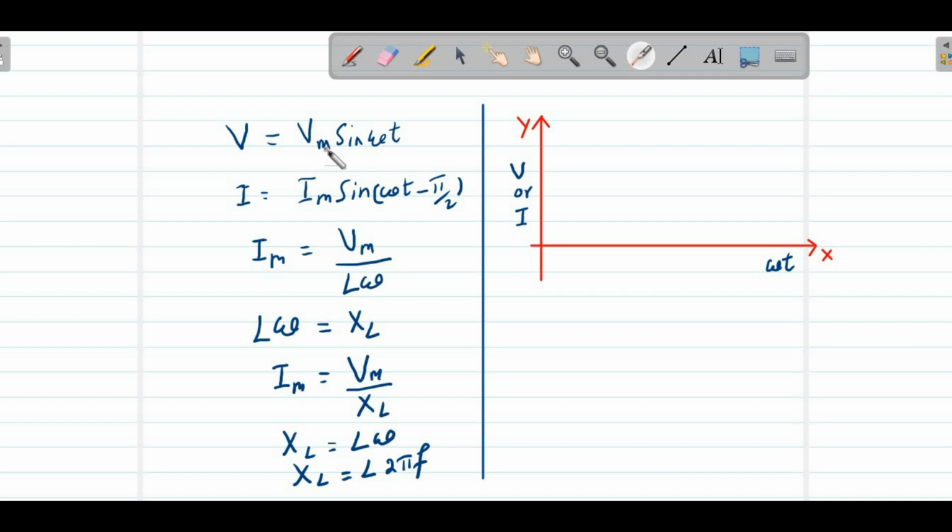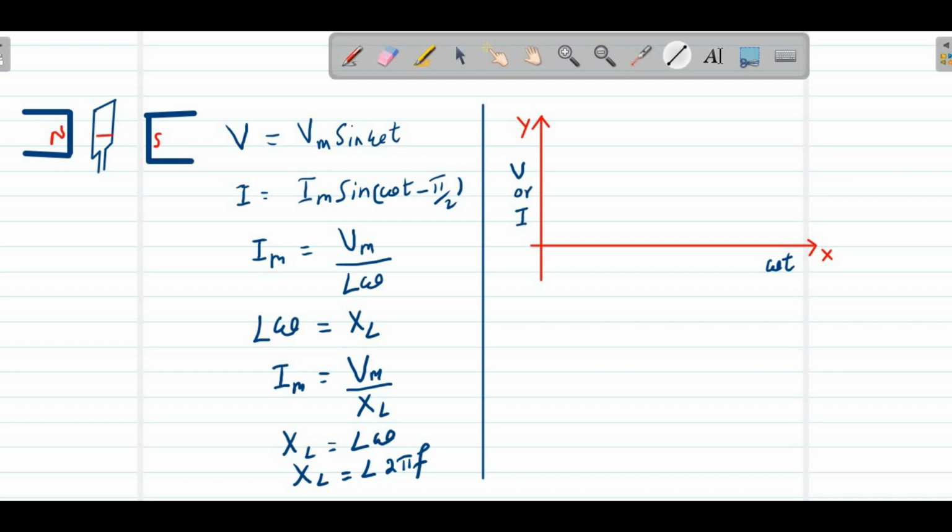When we consider the rotation of the armature coil of a generator, here omega t is the angle between the direction of the magnetic field and the normal drawn to the plane of the armature coil. Initially, we consider two magnets, north pole and south pole, with the armature coil in between these two. Suppose this is the armature coil, this side is the north pole and this side is the south pole, so the direction of the magnetic field is this way.